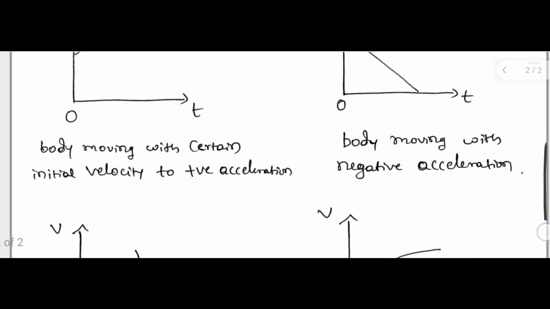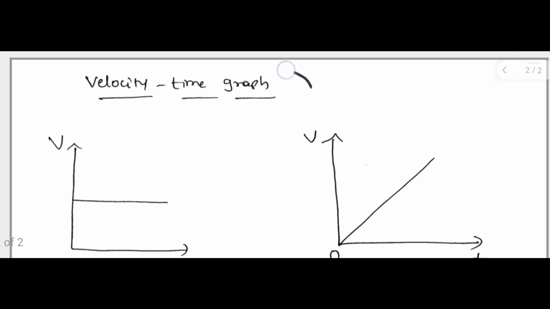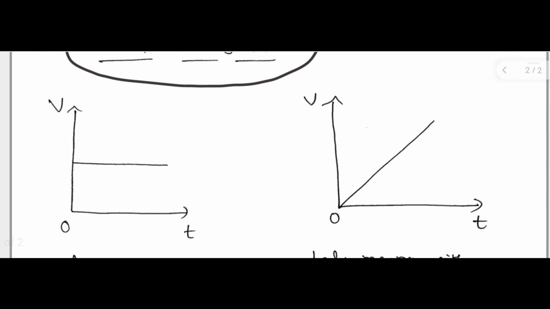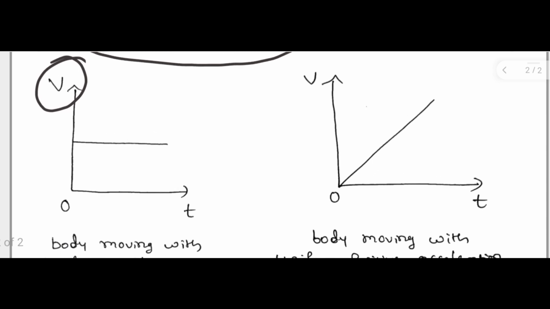Next is the velocity time graph. Here also on the x-axis we take the time interval, and on the y-axis we replace the position and introduce the velocity. We take the velocity magnitudes here. We observe a straight line at a certain position on the velocity axis, which means the body starts moving with a certain initial velocity.